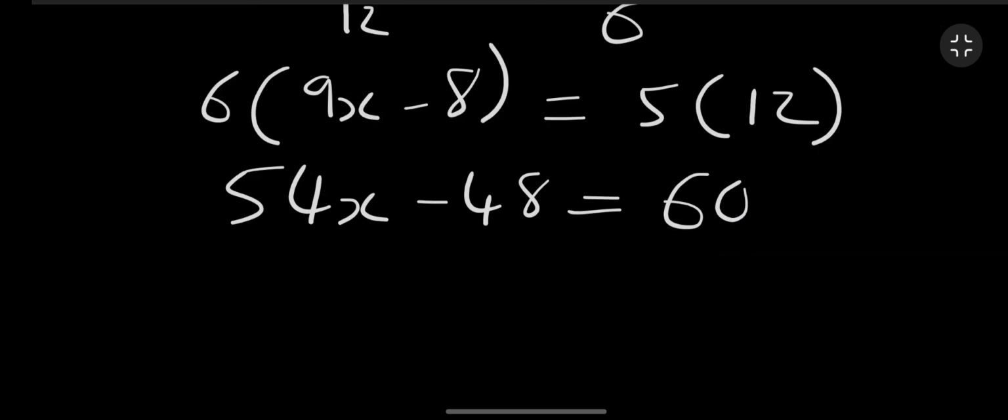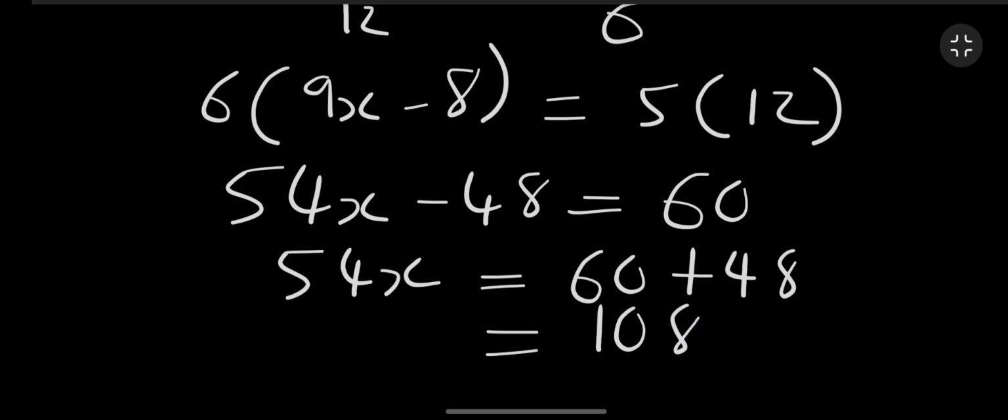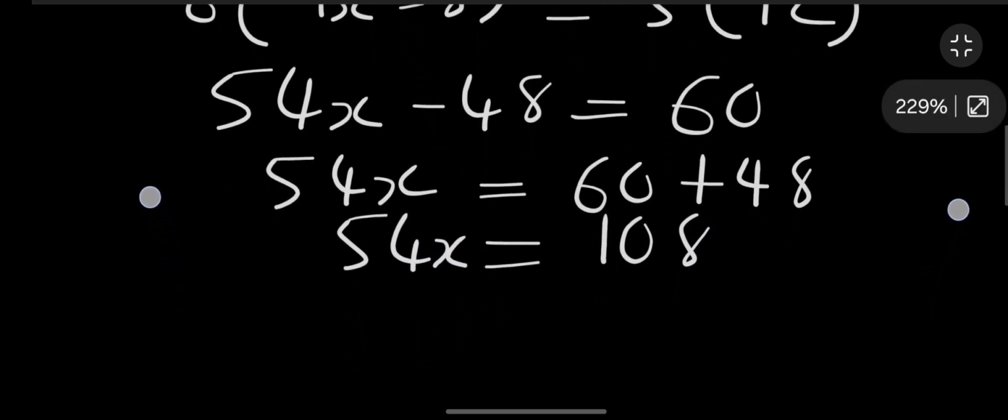And here, remember, this is an equation, so we're going to simplify for x. We want to make x the subject of the formula. So we're going to take minus 48, and it's going to be positive that side. So it's going to be 54x is going to be 60 plus 48. 60 plus 48 is going to simplify to 108. So we're going to have 54x is equal to 108.